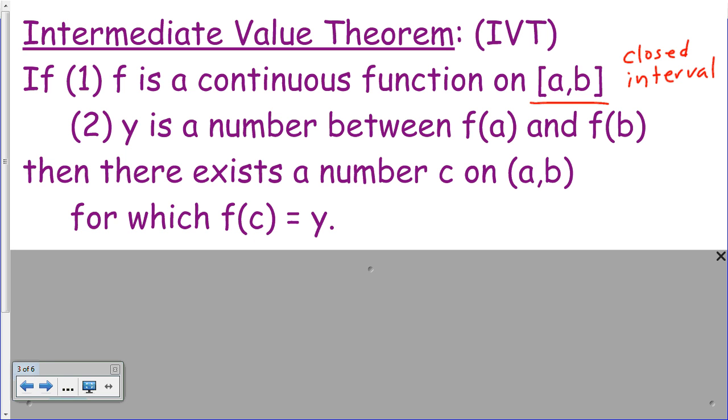It says then there exists a number c on the interval from a to b, and it's an open interval in this case. Notice that we use parentheses. This is called an open interval because we are not including the endpoints. So the parentheses there indicate that it's all the values between a and b, but not including a and b. So in other words, c will not be at a or b, but it's going to be somewhere in between. There exists a number c on the open interval from a to b, for which f of c is equal to y.